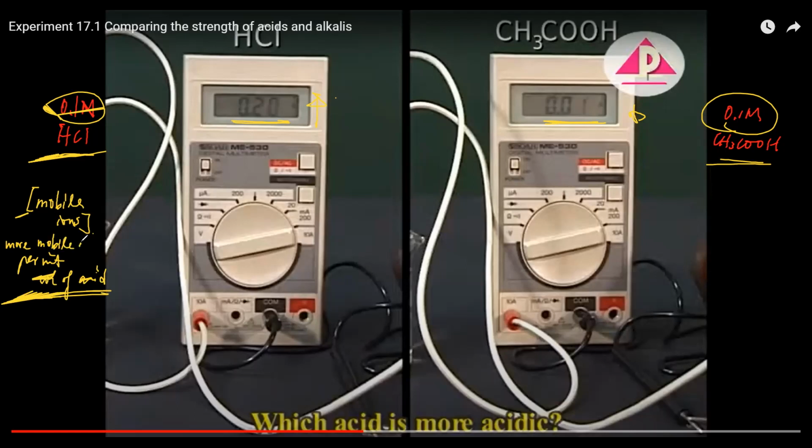Now, if you want to talk about more mobile ions, remember to modify the saying by saying per unit volume of the acid. What it means by more mobile ions per unit volume of acid is that the molarity of mobile ion is higher. Okay, remember in your DSE, we will focus on concentration of mobile ions to explain.